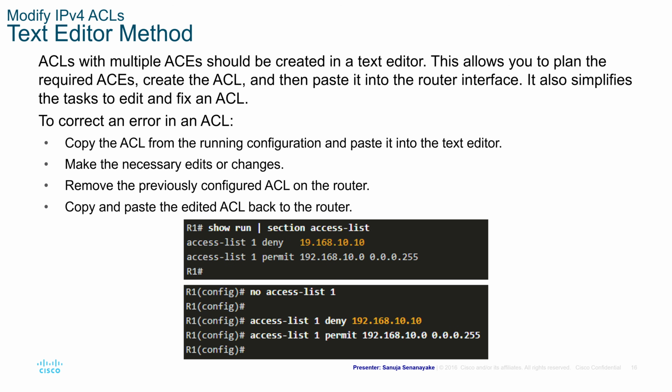So let's look at the method of using a text editor to edit an ACL. ACLs with multiple ACEs should be created in a text editor. This allows you to plan the required ACEs, create the ACL, and then paste it onto the router interface. It also simplifies the task to edit and fix an ACL.